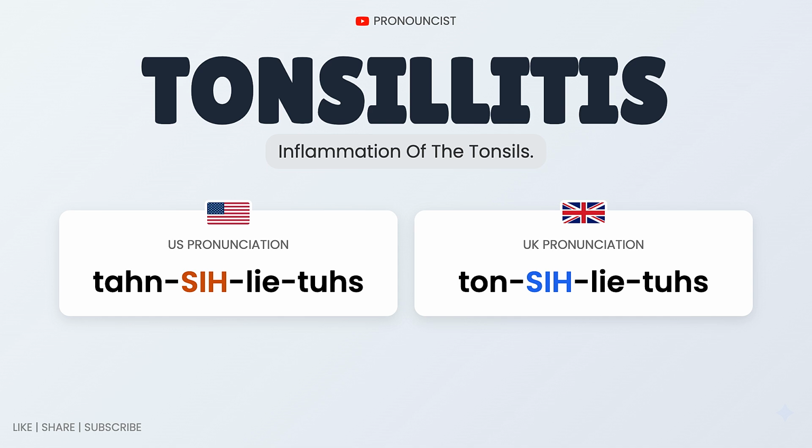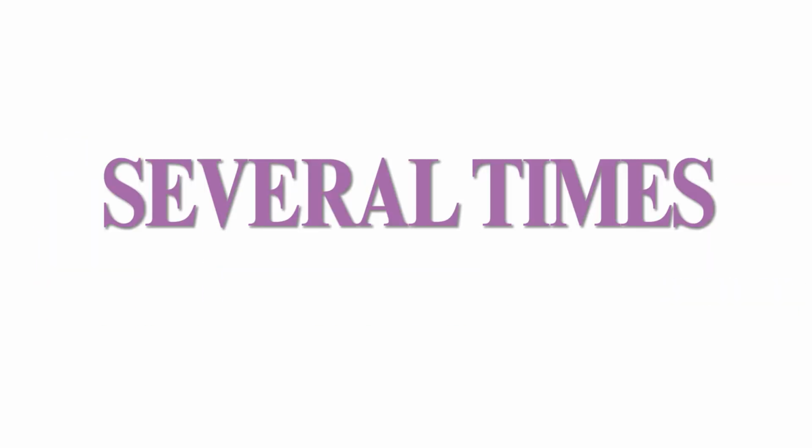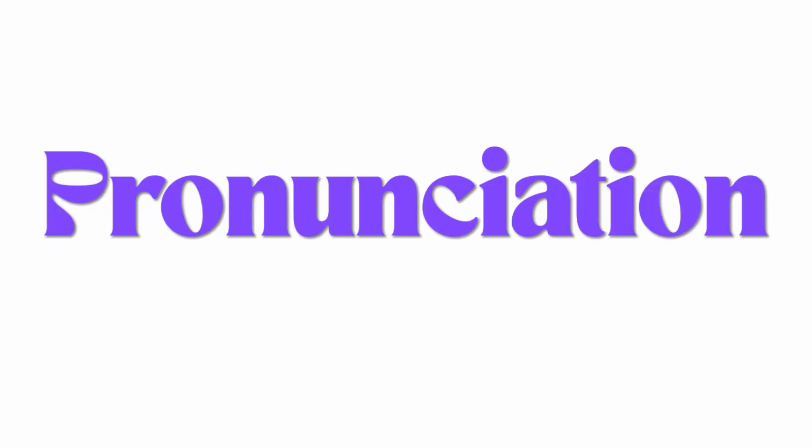Tonsillitis. Practice repeatedly and you'll soon be able to say this word perfectly. The best way to practice is to repeat the syllable multiple times. The meaning of the word is inflammation of the tonsils. Try repeating this word several times to improve your pronunciation.